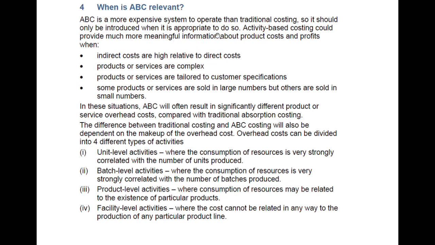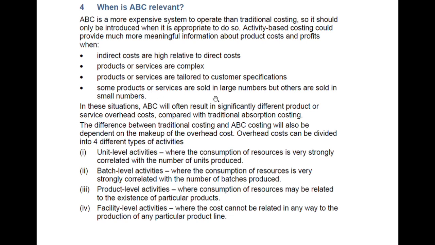Activity-based costing could provide much more meaningful information about product cost and profits when indirect costs are highly related. So these are the criteria for when ABC should be applied. First, when indirect costs are highly related to direct costs, meaning your indirect costs are more than your direct costs. Products or services are complex or wide in range. Products or services are tailored to customer specification. So contracts, for example, could be costed this way as well.